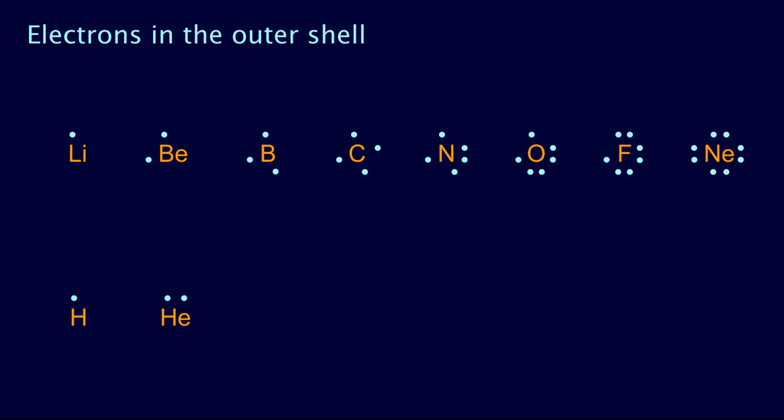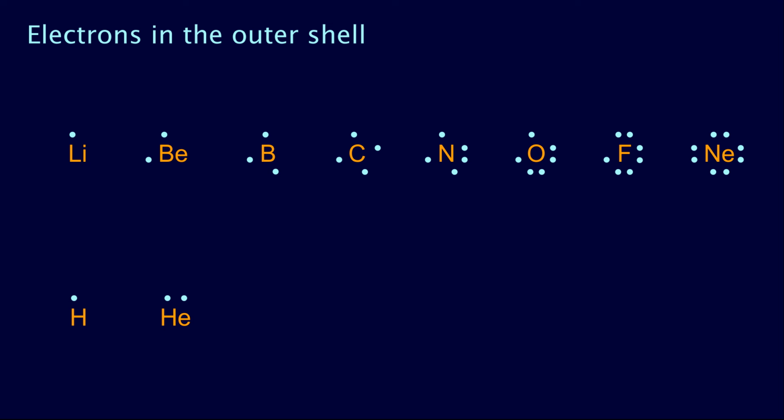If we use 1 dot for every electron, then we can visualize the numbers of electrons in the outer shells, like in this picture here. So hydrogen has 1 electron in its outer shell, therefore there's 1 dot. Helium has 2 electrons in its outer shell, therefore there are 2 dots.